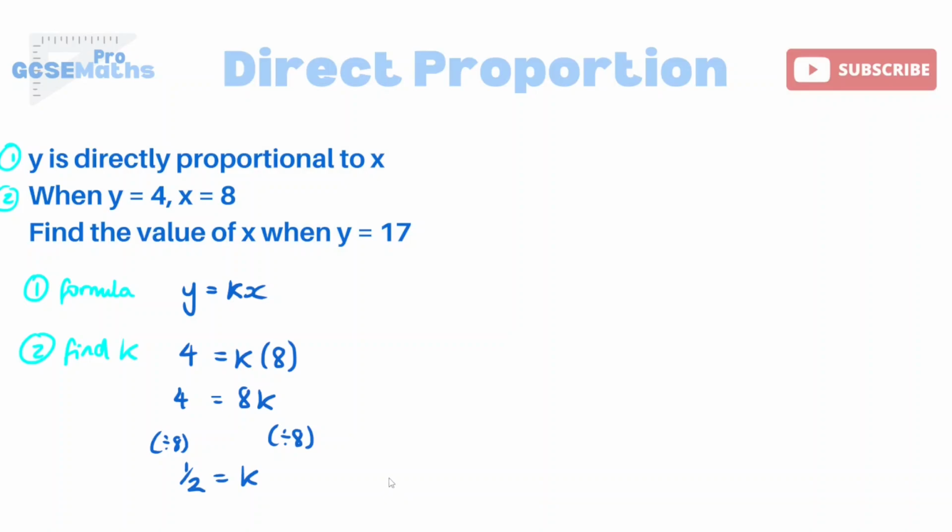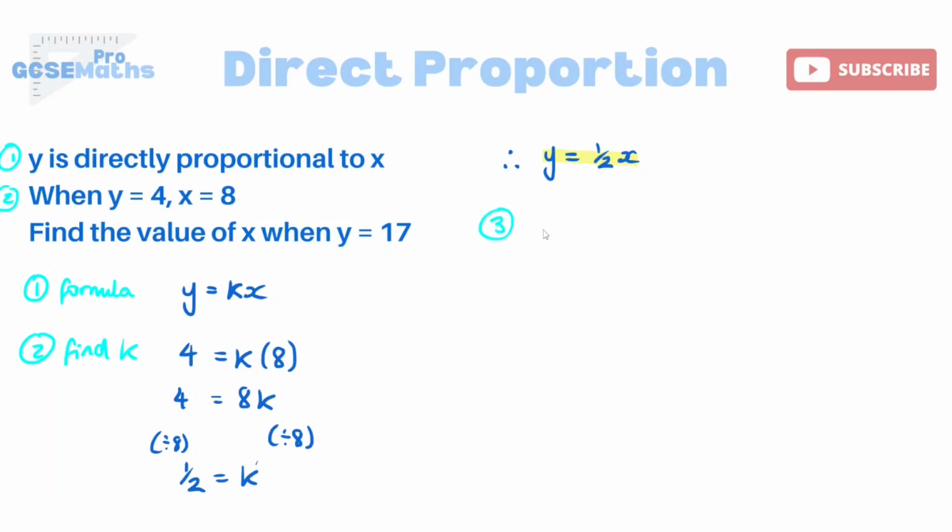The k value is going to be different for every single question. Before I get on to my step 3, I'm going to write a little therefore up here. Therefore, I'm going to rewrite my formula, but instead of writing k, I'm going to write the actual number. So I know therefore y equals a half x. So that's my actual formula.